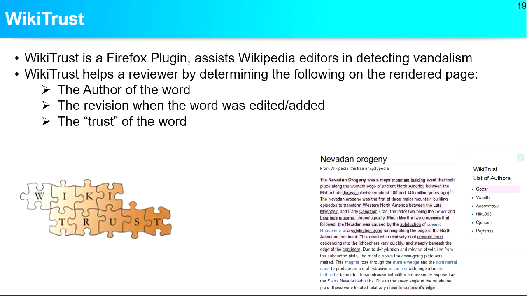What it used as far as how important the page was is it just said, well, how long is the page and how many views has it had? And that gave the page a ranking. And then it would say, how persistent is this author's words on this page and other pages? And by doing that, it was able to come up with a level of trust for this author's next edits.